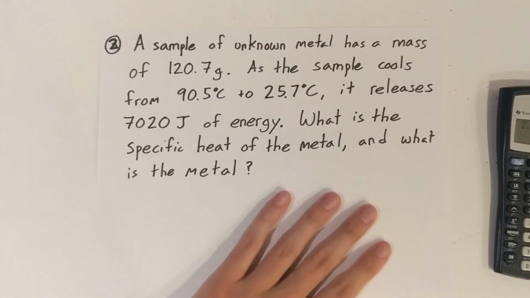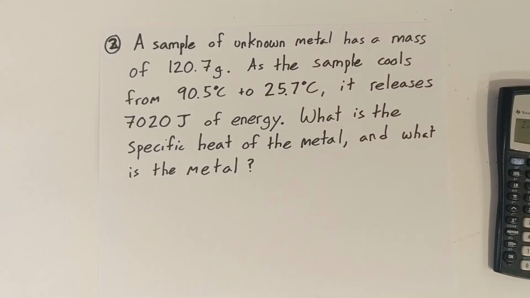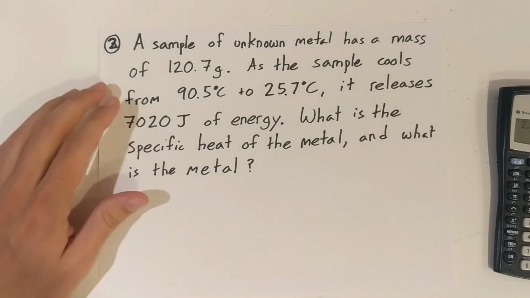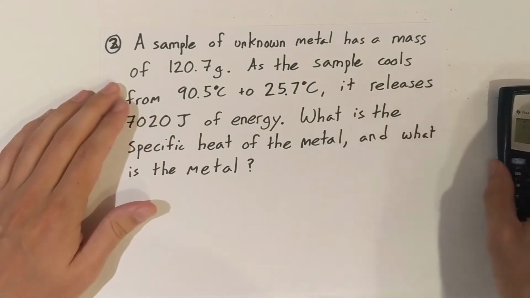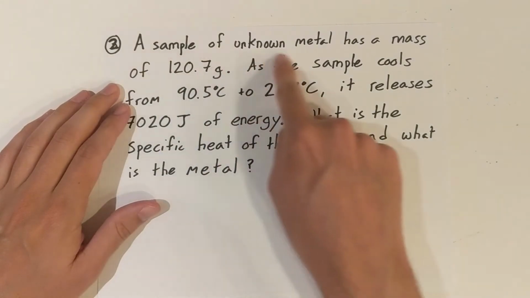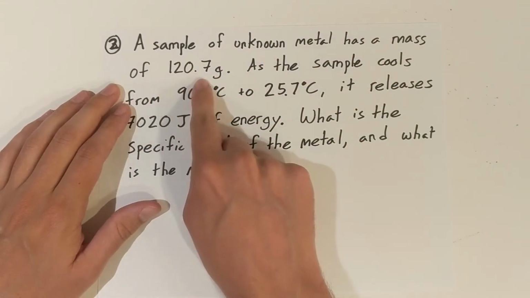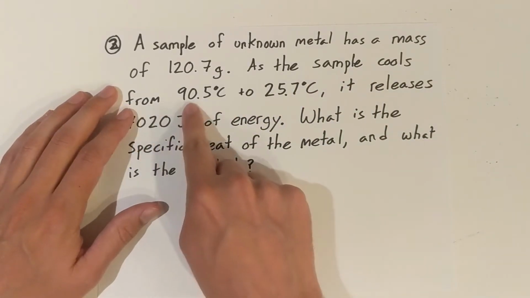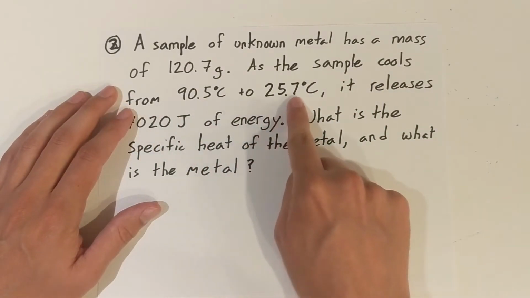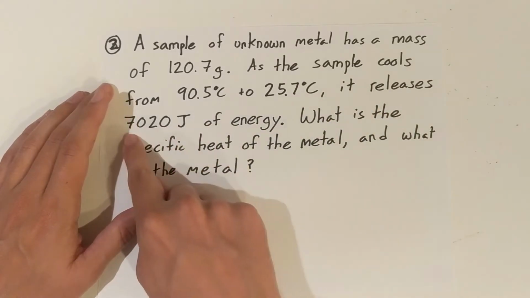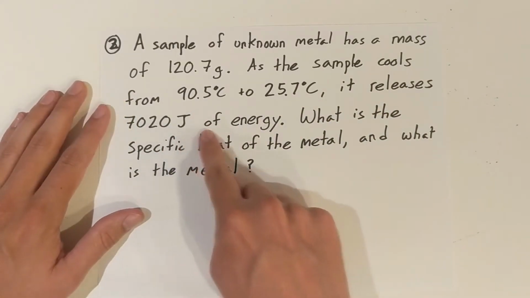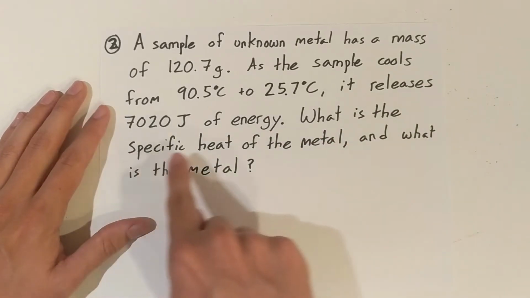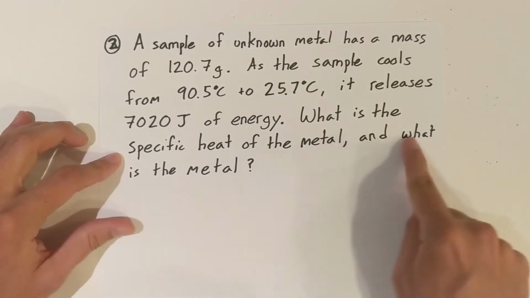Let's jump into question 2. Question 2 is a little bit different. All right, so in this one, we'll read it out and then we'll talk about what we're looking for. A sample of unknown metal has a mass of 120.7 grams. As the sample cools from 90.5 to 25.7 degrees Celsius, it releases 7,020 joules of energy. What is the specific heat of the metal? And what is the metal?